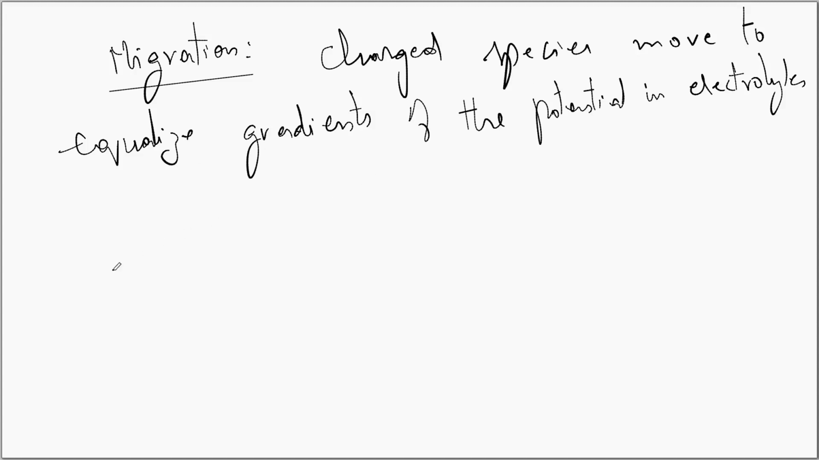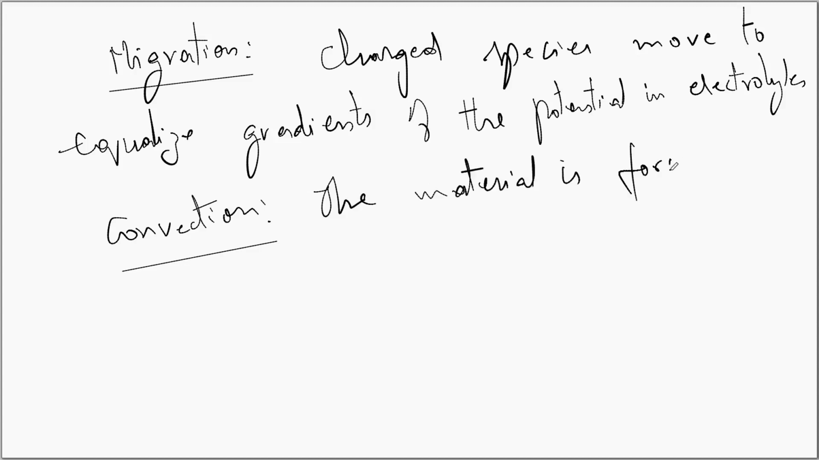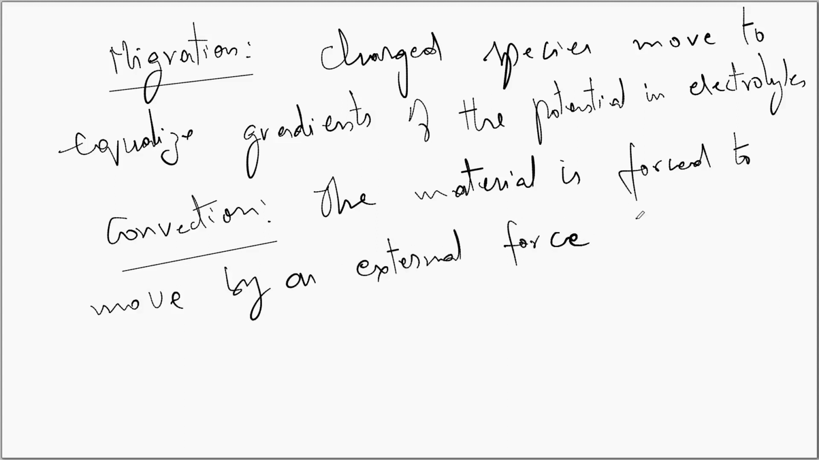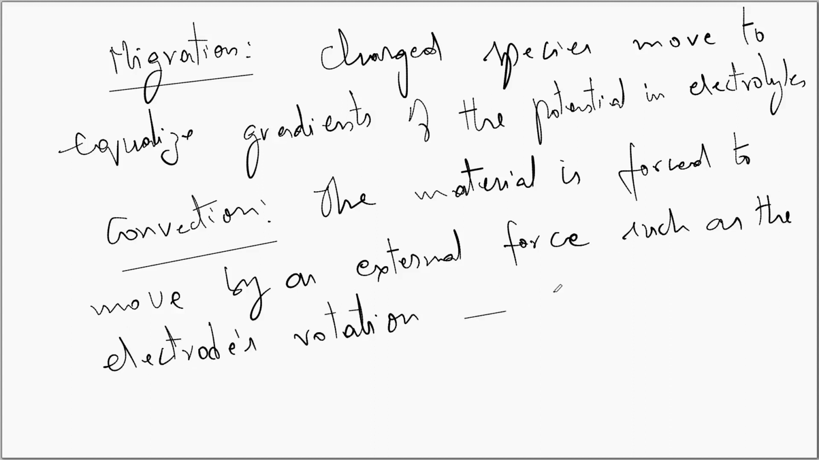The second transport mechanism is convection. The material is forced to move by an external force such as the rotation of electrodes. This mode is typically applicable in the case of liquid electrolytes. The third type is diffusion.